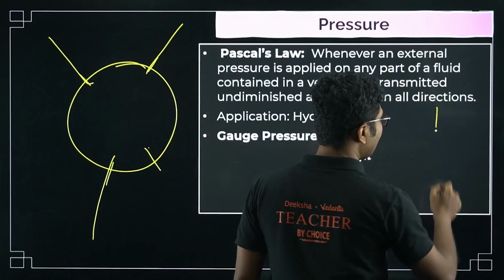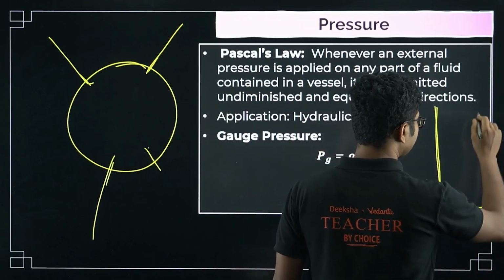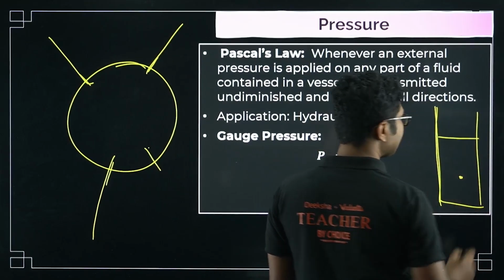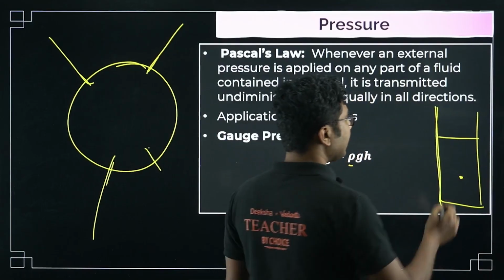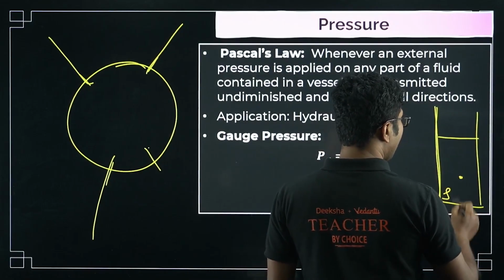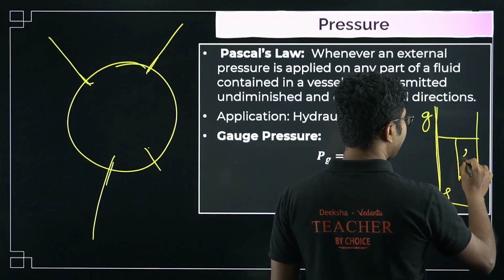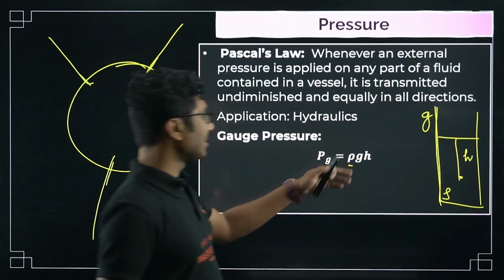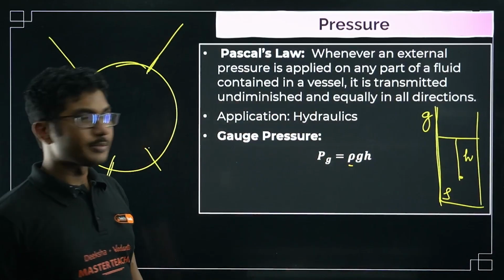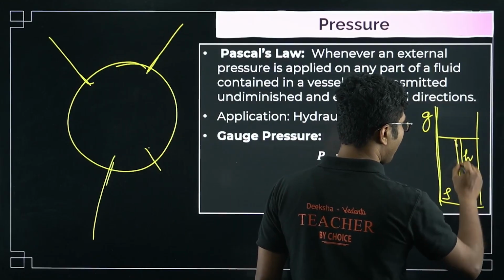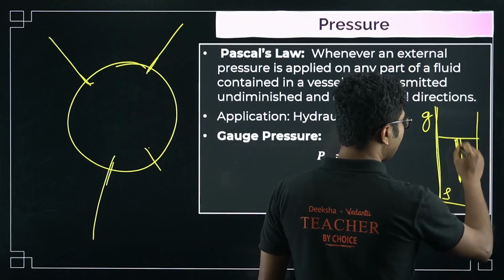Suppose you have some liquid and you want to find the pressure inside that liquid. The density of the liquid is rho, the gravitational acceleration at that location is g, and if the depth is h, then this term rho gh is called gauge pressure, or pressure only due to this liquid column. Pressure only due to the liquid.